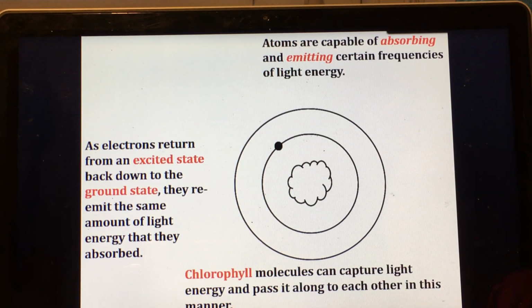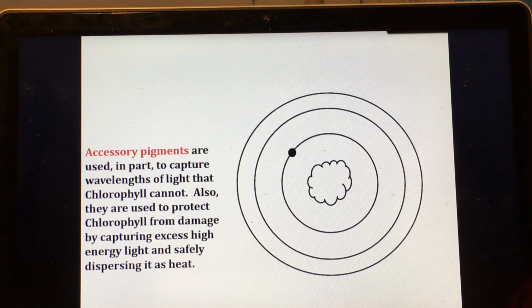So chlorophyll molecules can capture light energy and pass it along to each other in a really similar manner to this. Accessory pigments can capture additional wavelengths of light that chlorophyll can't, but they're also used to protect chlorophyll from damage by capturing excess high energy light and safely dispersing it in the form of heat.